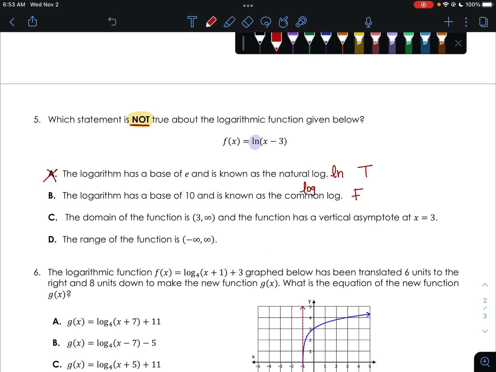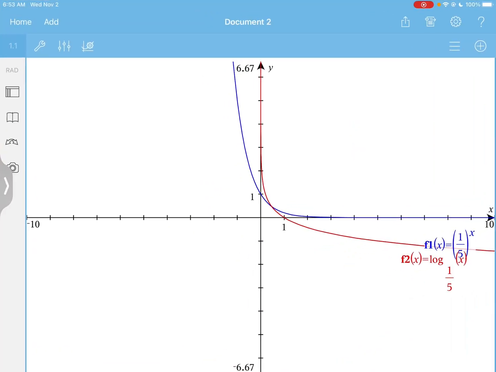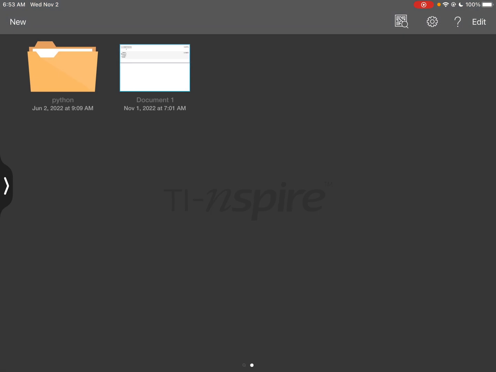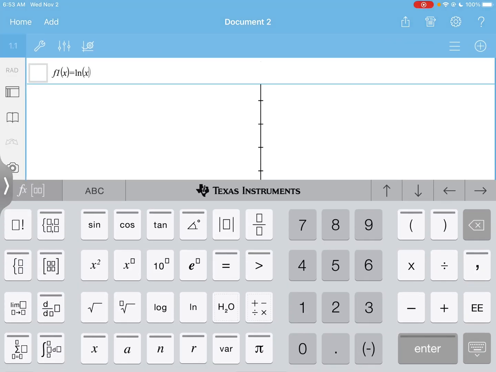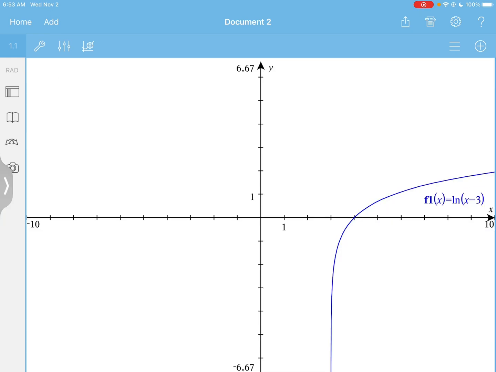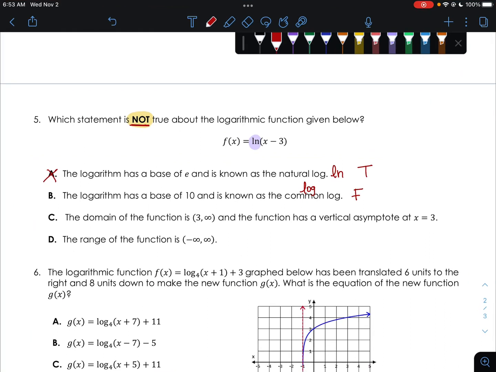So if you need to visually see this, we can go to our graph, and we start with a brand new graph, and we can graph it. So the natural log of x minus 3. Press enter. So we do see that it was shifted to the right 3 units, which makes the vertical asymptote at x equals 3. And my domain would be from 3 to infinity, with 3 not being included. So I look at this. That is also a true statement. So it is not C.